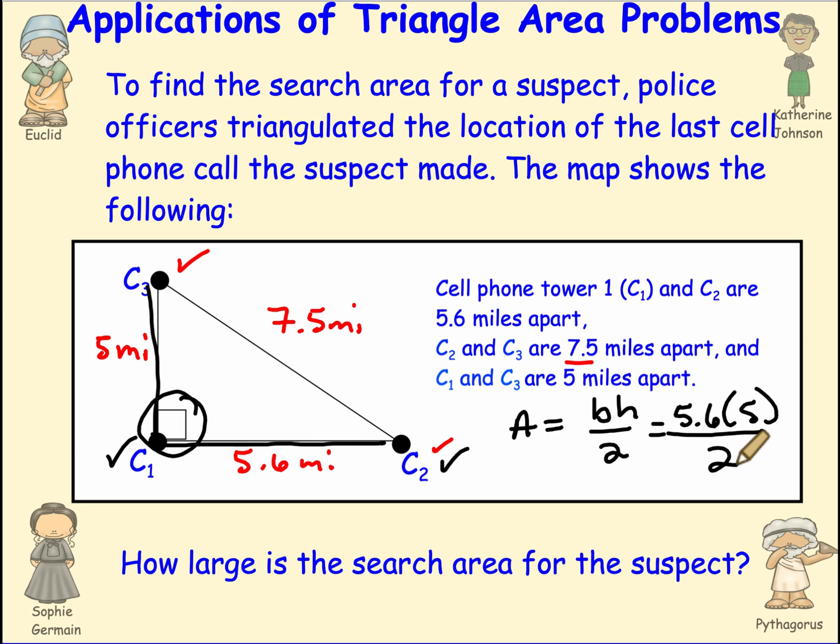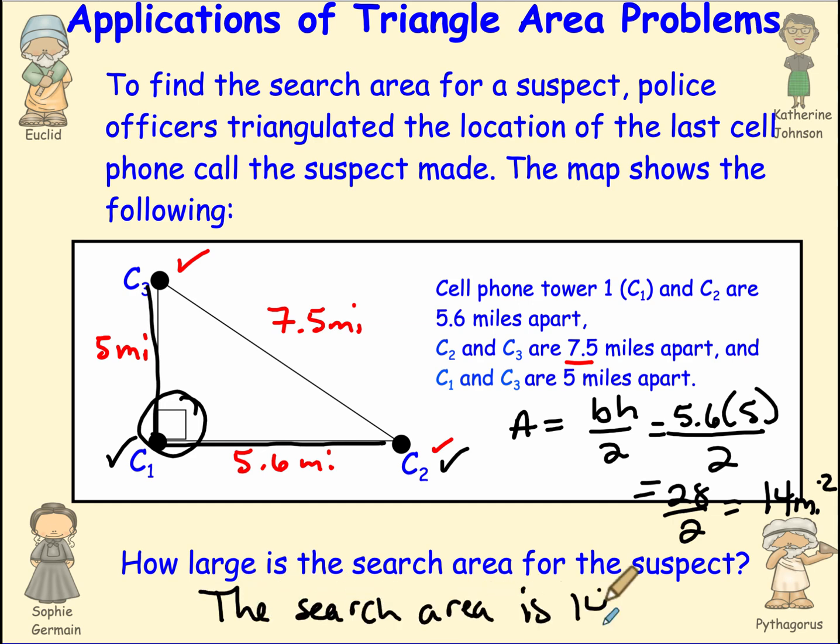When I multiply 5 6/10 by 5, I get 28. And when I do 28 divided by 2, I get 14. And my units is square miles. So the search area is 14 square miles. And that's a lot of space to search.